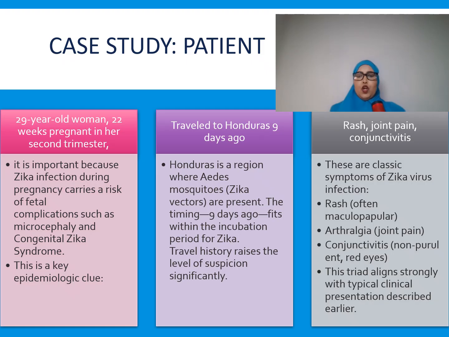Rash, joint pain, conjunctivitis. These are classic symptoms of a Zika virus infection. The rash, the joint pain, the conjunctivitis. This triad aligns strongly with the typical clinical presentation of early Zika virus. So you want to watch for that. You want to assess these symptoms.